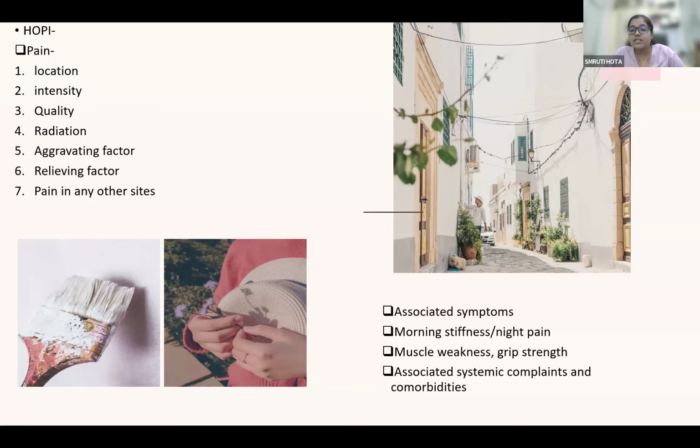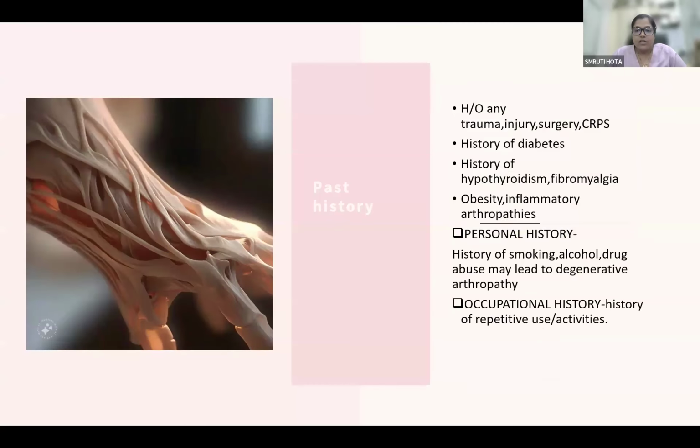Any associated systemic complaints or other comorbidities like diabetes, post-herpetic neuralgia, hypothyroidism are also sometimes associated with neuropathic pain. Then in the past history, we need to ask about any history of trauma, any injury, any surgery, any CRPS history, or any history of diabetes, because a prolonged diabetes history may suggest painful diabetic neuropathy, that is very common in the upper limb, at the wrist, in a gloves and stockings pattern.